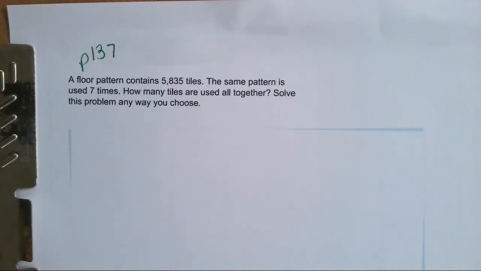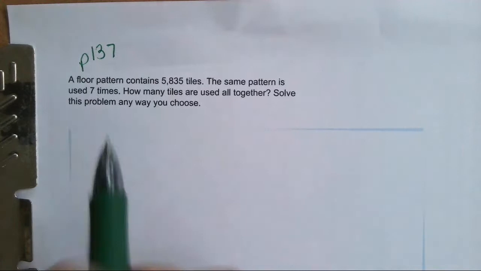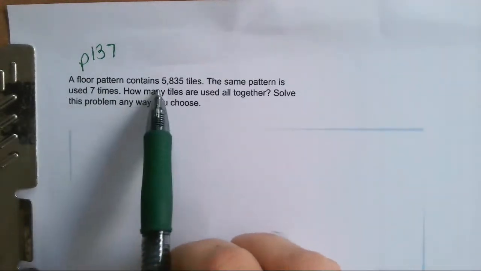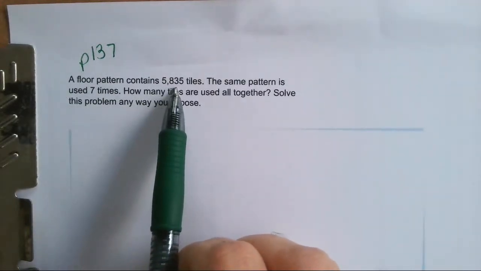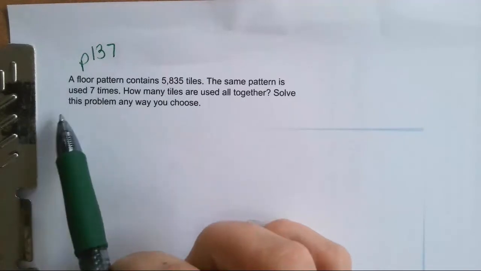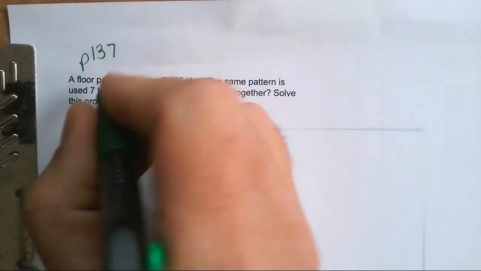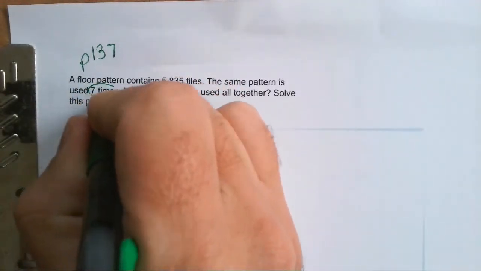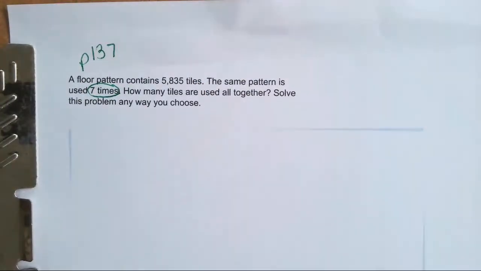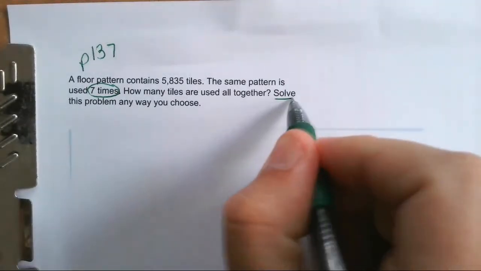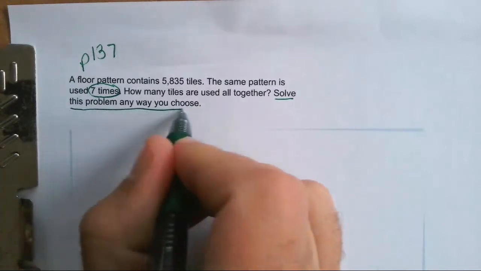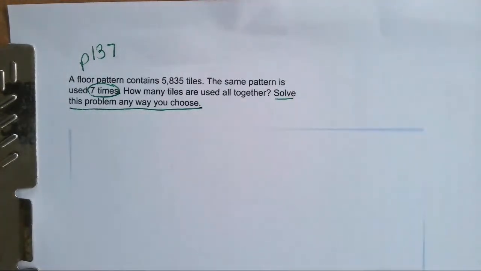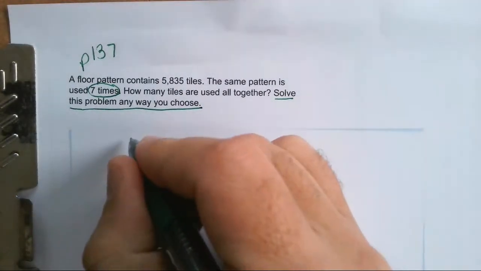We have the same problem in front of us, and it says a floor pattern contains 5,835 tiles. The same pattern is used 7 times. So if I'm using something over and over, that tells me this is probably a multiplication problem. We're looking for how many tiles are used altogether. For this particular problem, I could solve it any way that I choose. So let's start with this first way here.